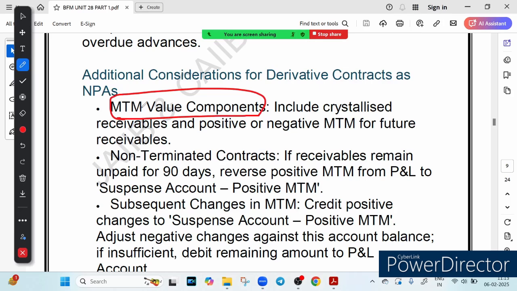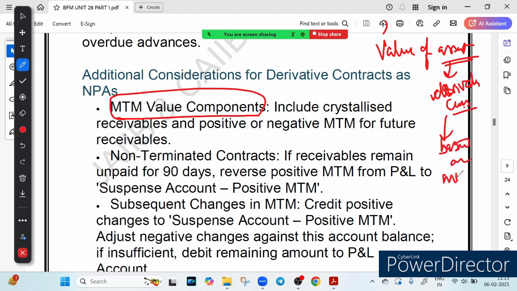In simple terms, MTM stands for mark to market. It is a process where you adjust the value of an asset, or a derivative contract. In this particular case, what is our asset? The asset is a derivative contract. You adjust the value of the derivative contract based on current market conditions. So when I say MTM, it means mark to market: a process where you adjust the value of a derivative contract based on the current market condition.